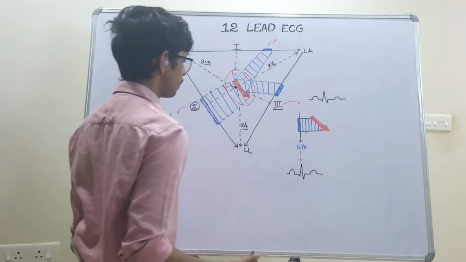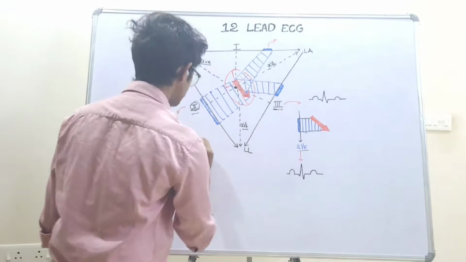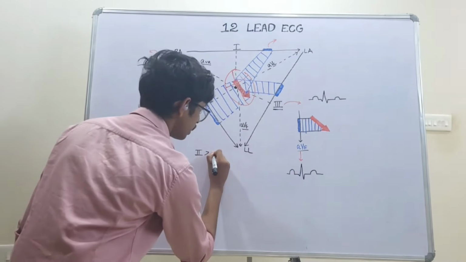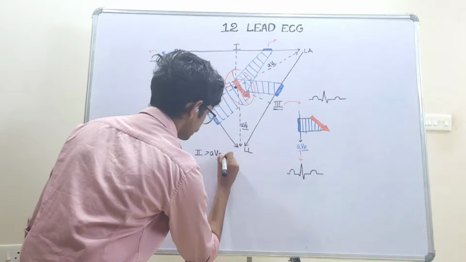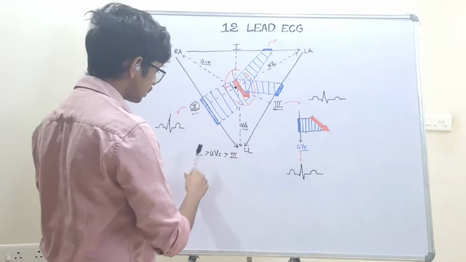So when you compare the amplitudes of lead 2, AVF and lead 3, it is lead 2 greater than AVF greater than lead 3. Now you can understand why this is happening.